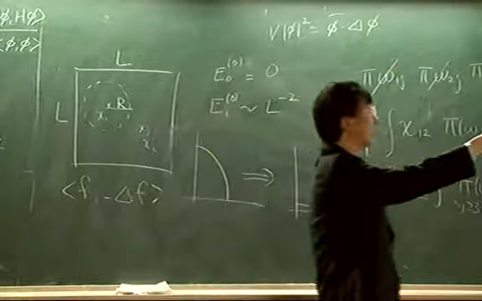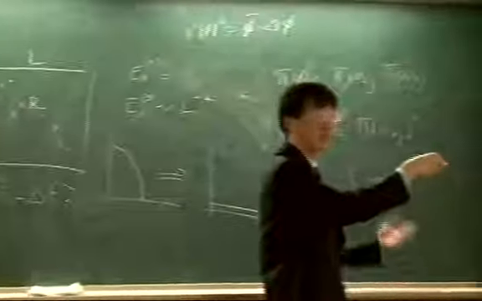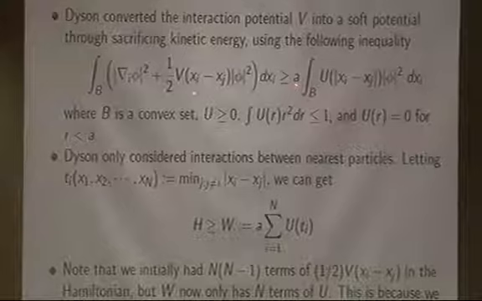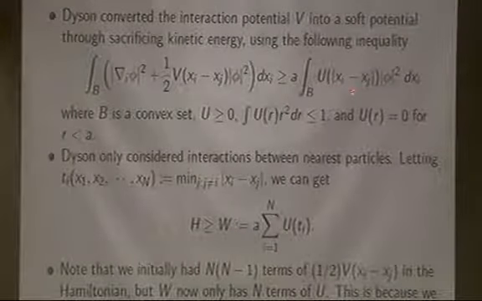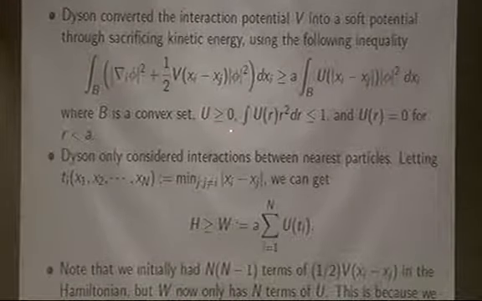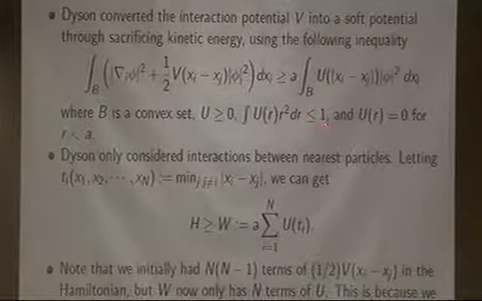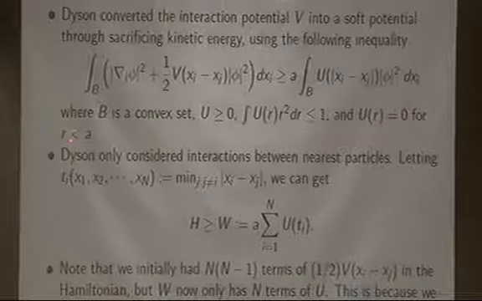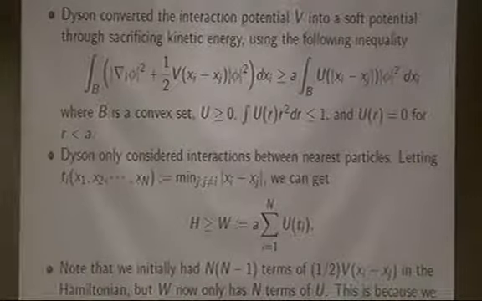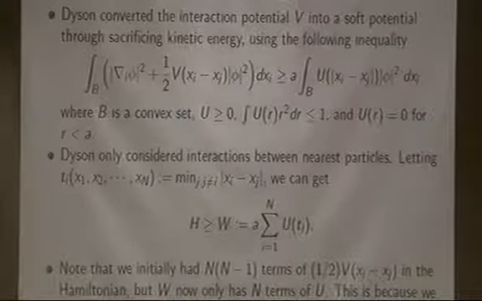So that's how we do it. Again, I'm not going to prove this Dyson's lemma, but Dyson's lemma says that if you have this kinetic energy plus 1/2 V, then this is bigger than or equal to this string length of V times this U. And U has to be positive, the integration of U is less than 1, and U is 0 inside the region where R is less than A. And then we have freedom to choose U as long as U satisfies these conditions.